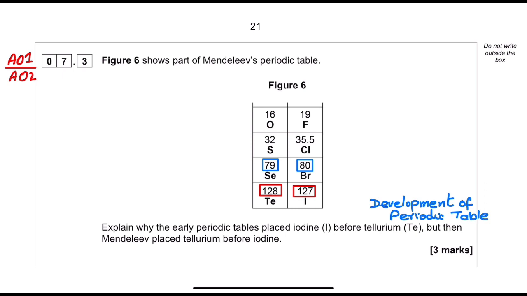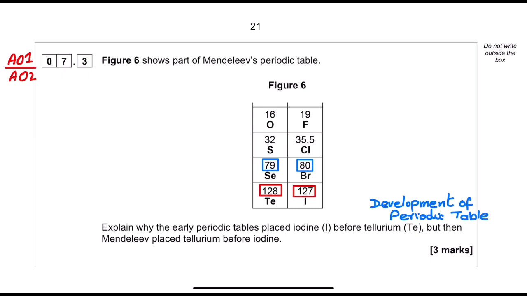Students should not write the word atomic mass. There was no concept of atomic mass at that time. If you see here, 16 is here, 19 is heavier, 32, 35.5, 79 and 80. But in this case, we can see that 128 is coming before and iodine has 127. In figure number 6, we can see that Mendeleev violated his own rule. He arranged the elements according to increasing of their atomic weight.